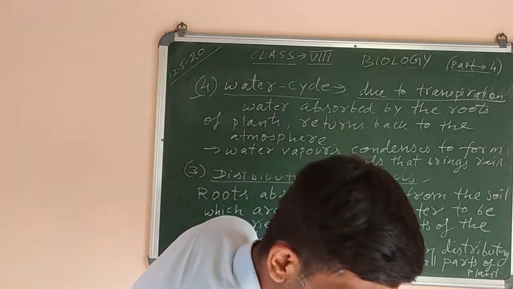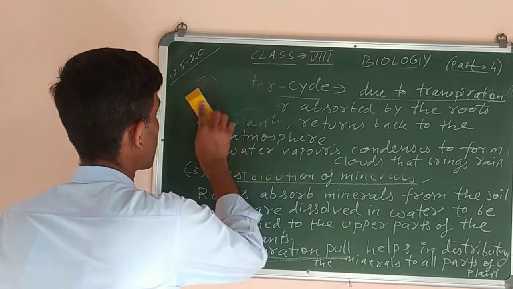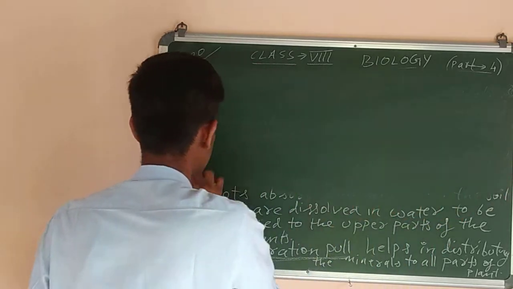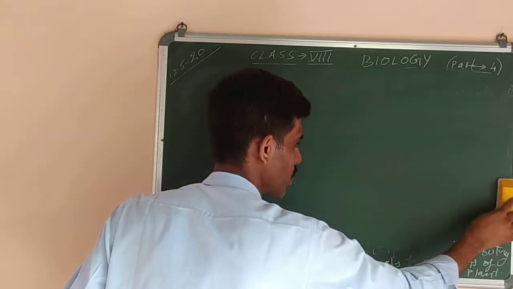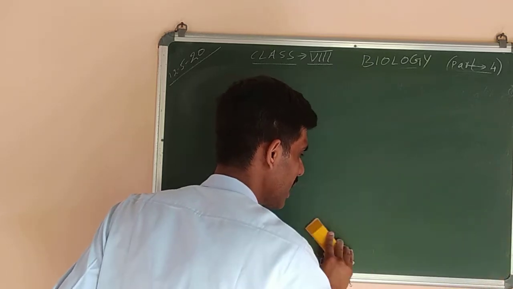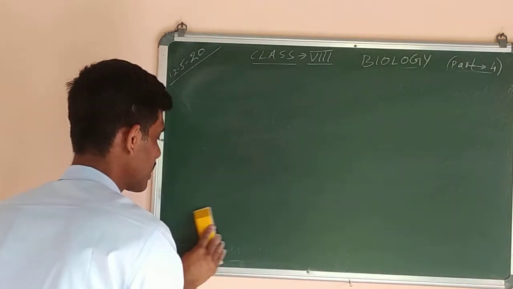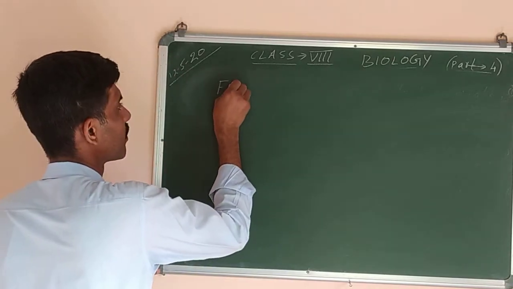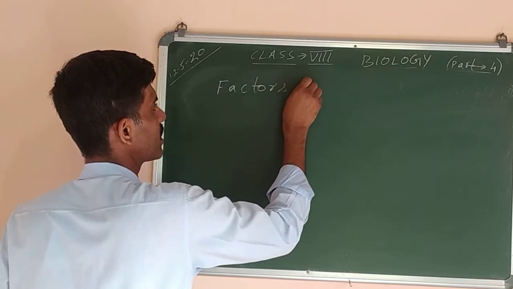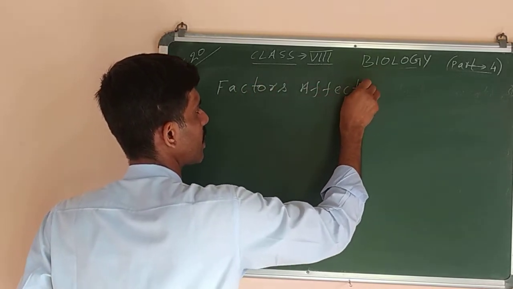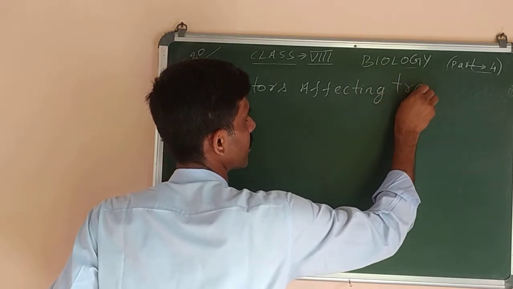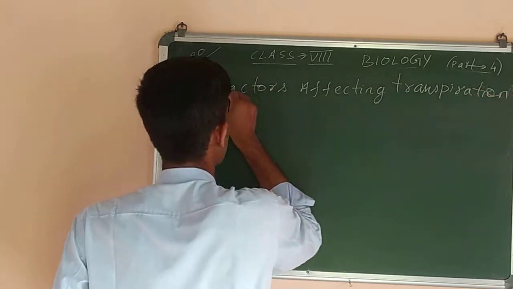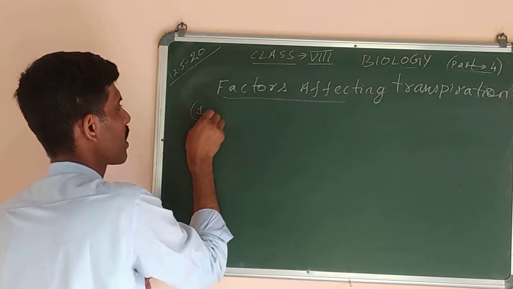Okay, so now the last point we have to study is one more paragraph, then it will be the end of your chapter number 1, and that is, what are the different factors which affect transpiration? Whenever any event occurs, there are some factors which can affect it. So, factors affecting transpiration. Alright, what are the different factors? One by one we will study.